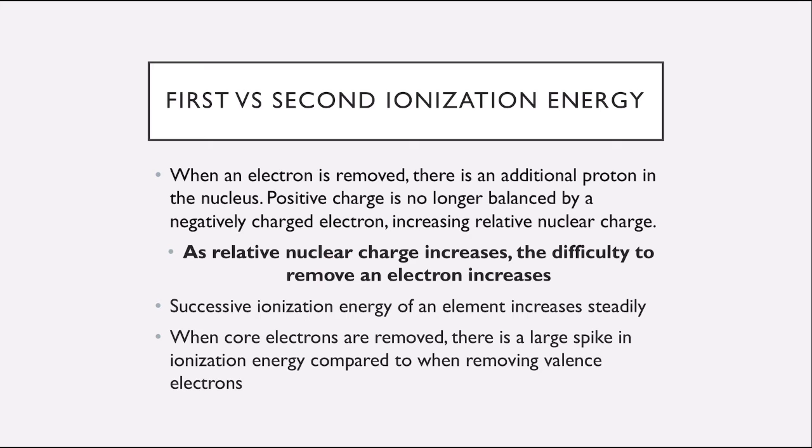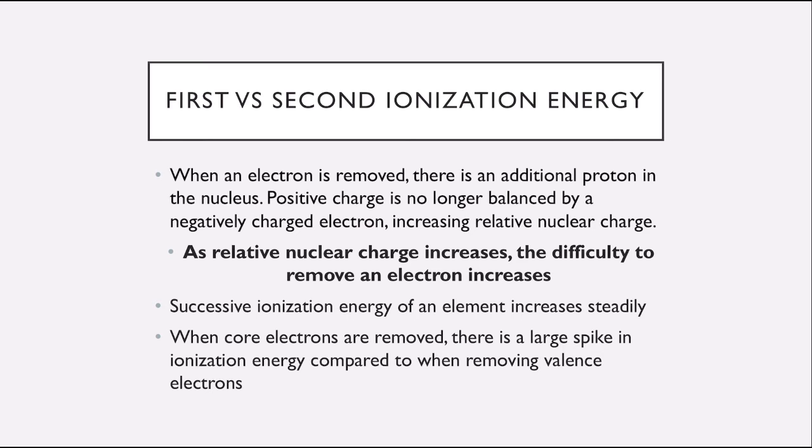Each time an electron is removed, there is one more proton in the nucleus. The positive charge is no longer balanced by a negatively charged electron, and the relative nuclear charge is increasingly positive. With an increase in relative nuclear charge, the remaining electrons are more attracted to the nucleus. This increases the difficulty of removing the next electron. Therefore, successive ionization energy of an element increases steadily.